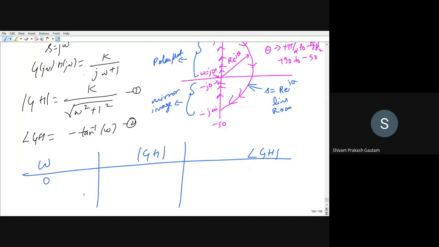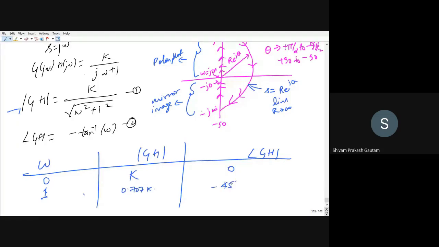At omega is equal to 0, what will be the magnitude? Put omega is equal to 0 in equation 1. At omega equal to 0, what will be the phase? Phase will be 0 degree. Similarly, you can put omega is equal to 1. It will be K by root 2, that is 0.707 K, and phase will be minus 45.